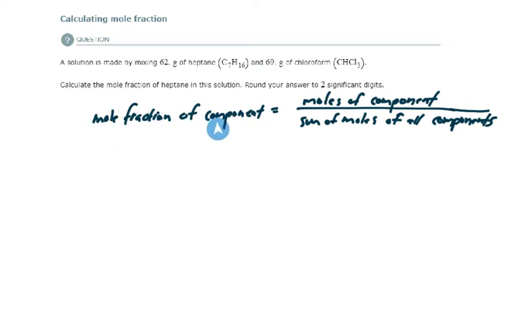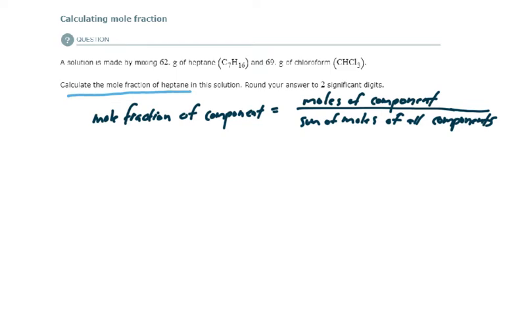All right, so mole fraction is going to be equal to this. The mole fraction of whichever component you are interested in is the moles of that particular component divided by the sum of the moles of all the components. You may notice that this looks very familiar to percent by mass, the mass of the component divided by the total mass. It's a very similar concept. So we have moles of our component divided by the total number of moles of all of the components in the solution. Here they're asking us to calculate the mole fraction of heptane in this solution.